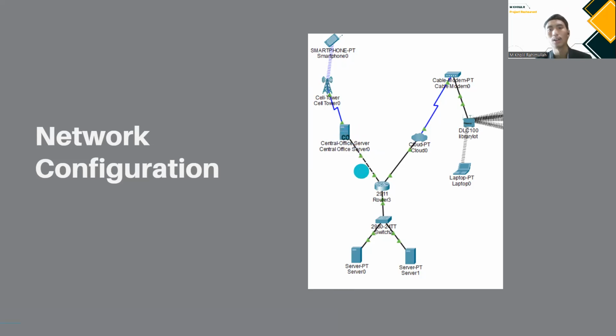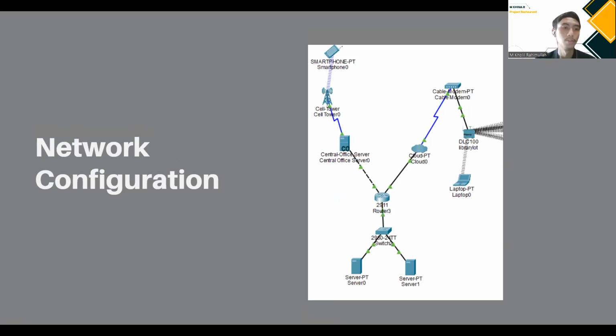After that, the central office server must be connected to the router. As we know, the router is usable not just for LAN but also WAN. After that, the router must be connected to the switch, and the switch connects multiple devices to form a local area network, LAN. To connect these two servers, we use a LAN cable, and the server will connect to the router and also the central office server.